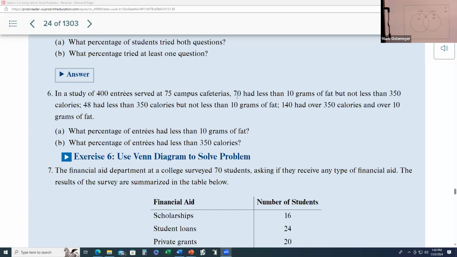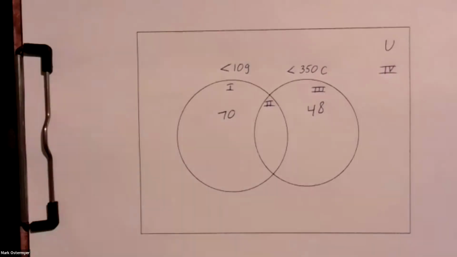All right. So I put the 70 in the right place, and I also put the 48 in the right place. Now it said 140 had over 350 calories and over 10 grams of fat. All right. Now look here. 140 had over 350 calories, so it does not belong in the less than 350 calorie circle, do you agree? And over 10 grams of fat, which means none of it belongs in the less than 10 grams of fat circle. It seems to me, ladies and gentlemen, that 140 would go in region four. Isn't that correct?